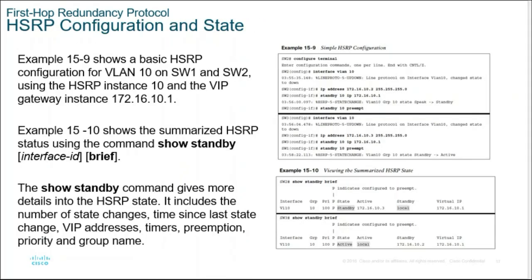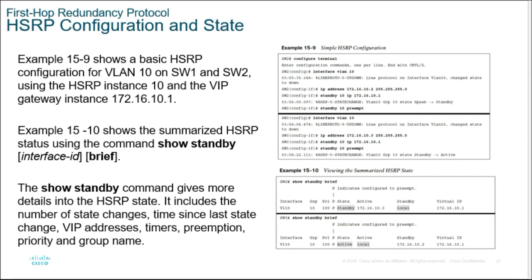So this is a basic HSRP configuration example. This configuration was done on the interface VLAN 10. So we configure the virtual IP address as 172.16.10.1. The actual interface address is 172.16.10.2, and the standby group number or group ID is 10. And then we configure it for preemption by using the word preempt.